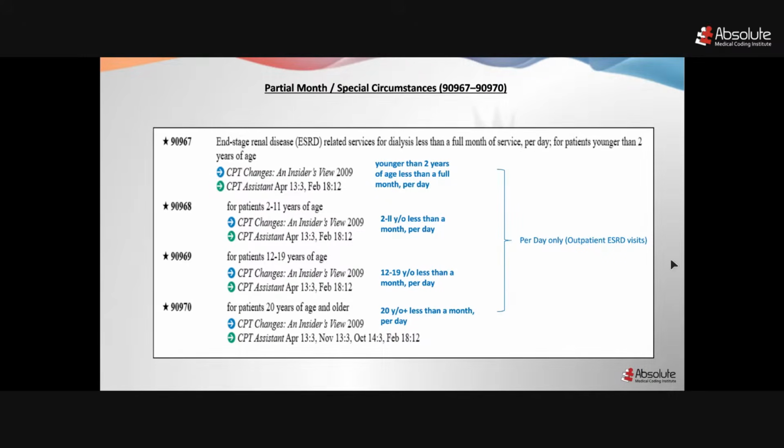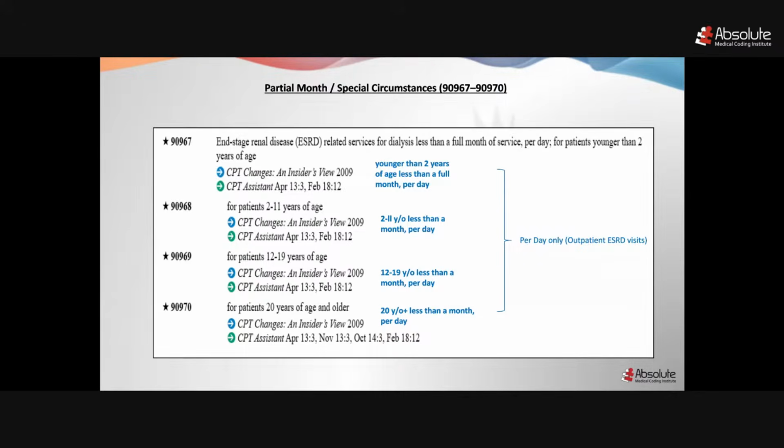The CPT code 90967 is for patients younger than 2 years. 90968 is for patients whose age is between 2 to 11 years. And 90969 is for patients whose age is 12 to 19 years. And 90970 is for patients whose age is 20 years and older.